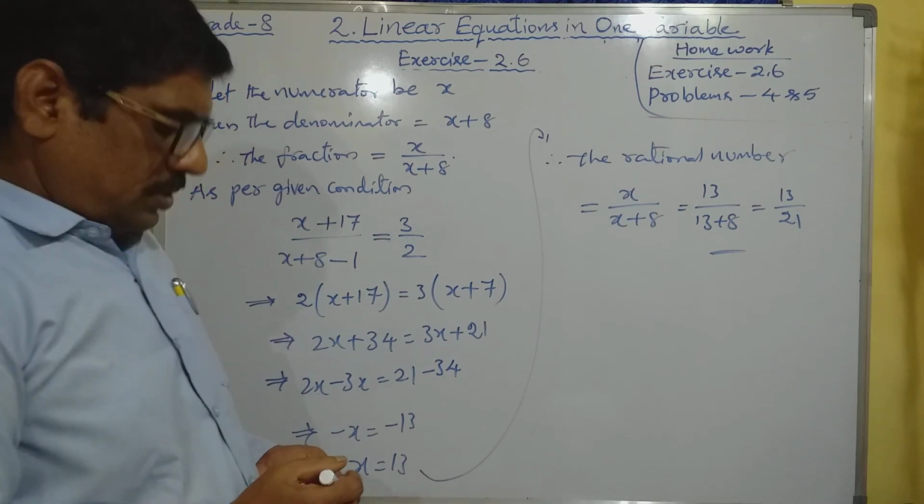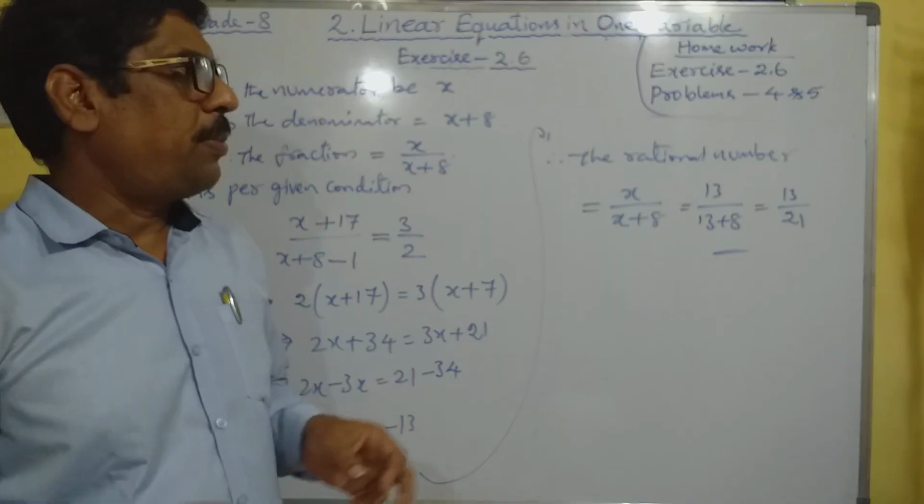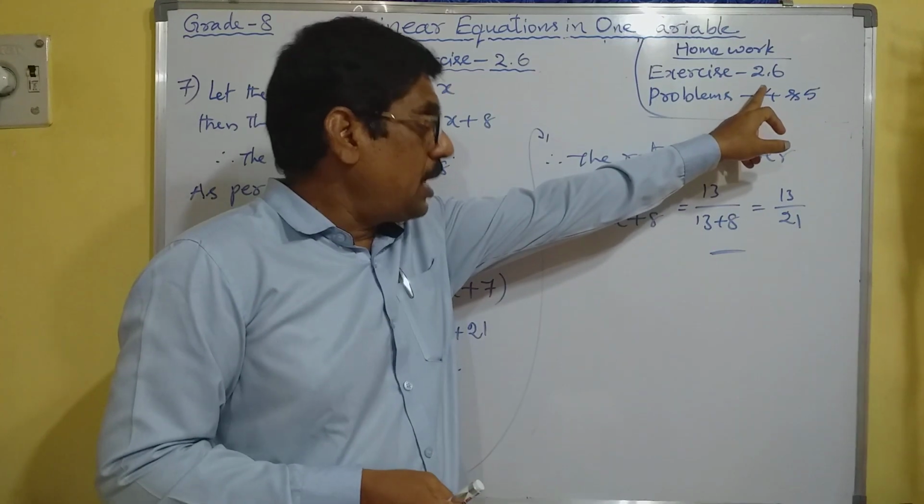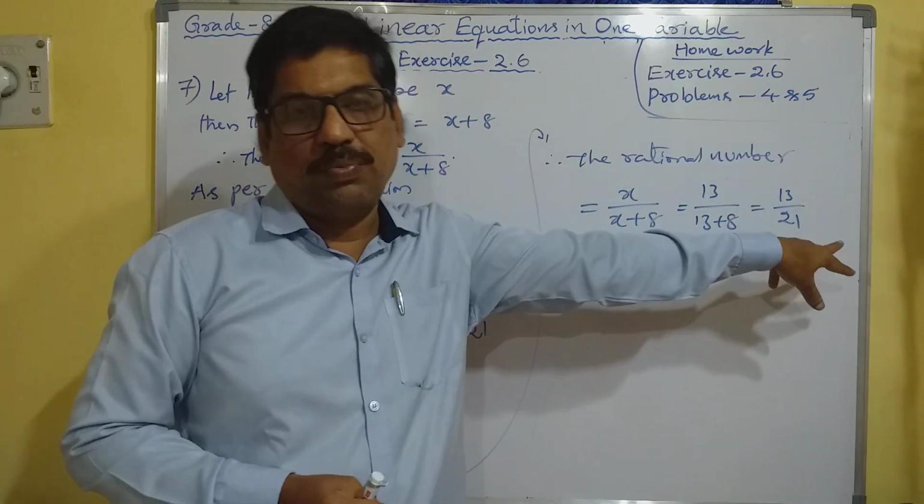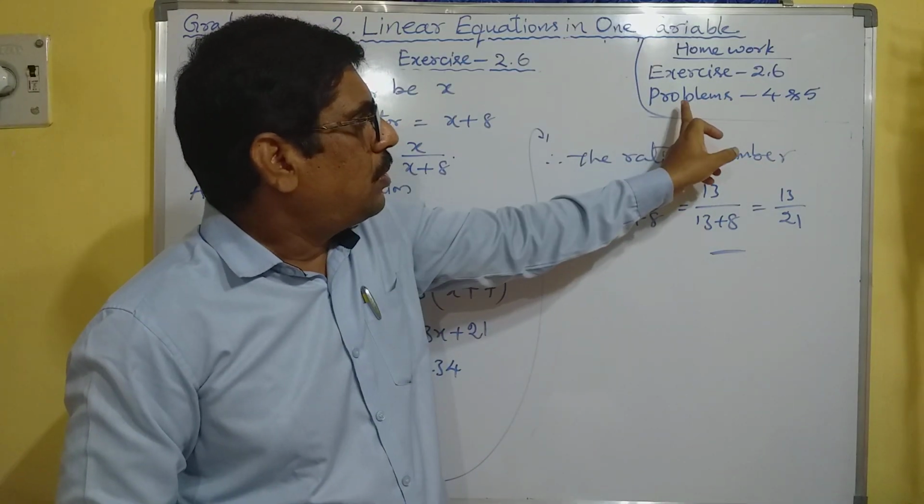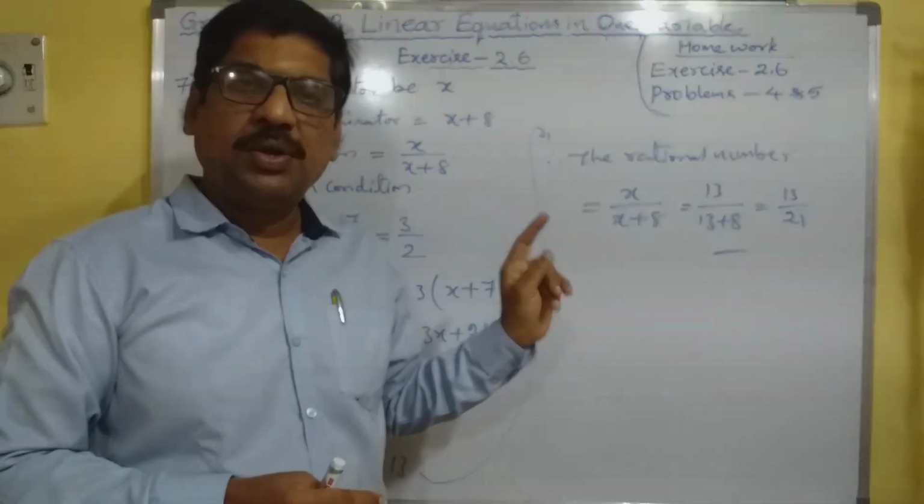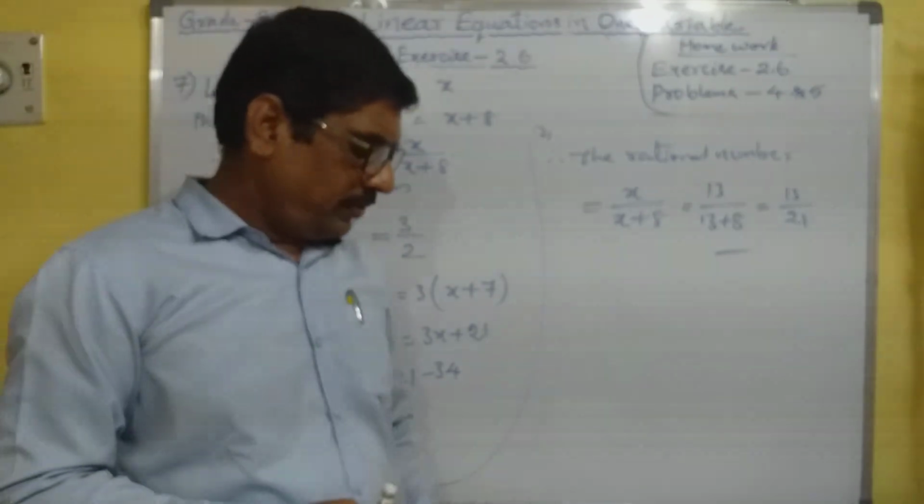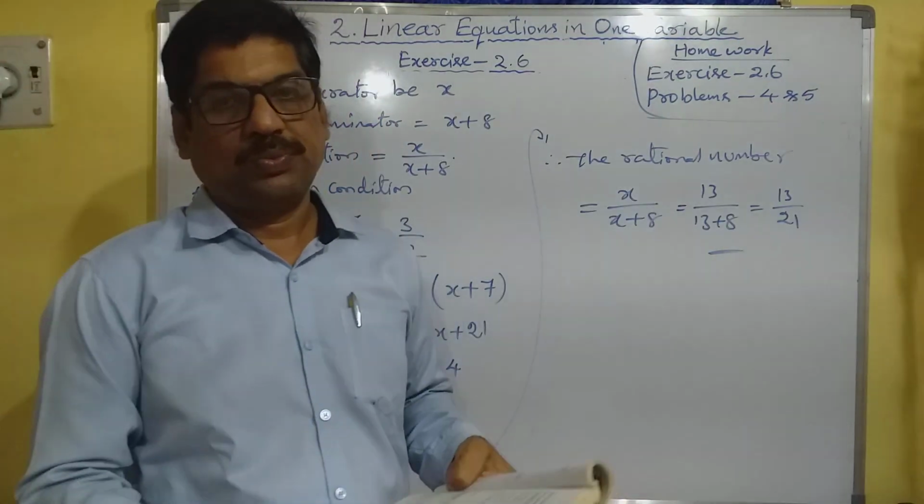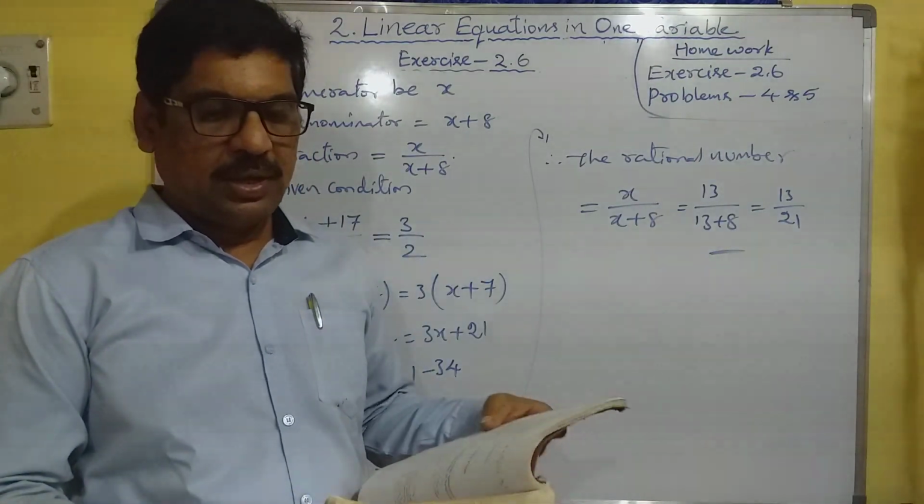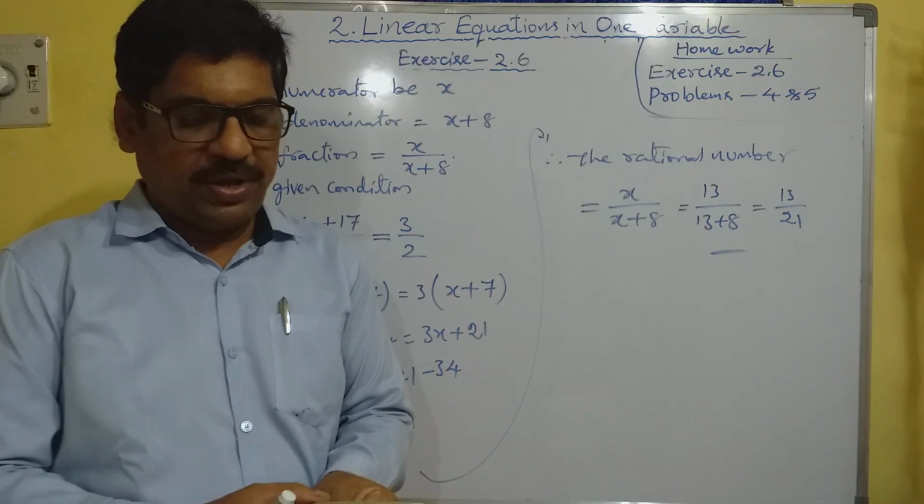So, here I have added 2 more problems for your homework. Earlier I have given 3 problems from the exercise 2.5. Now here the 4th problem and 5th problem also I have given as homework from the exercise 2.6. So by this we have finished chapter 2, that is linear equations in one variable.